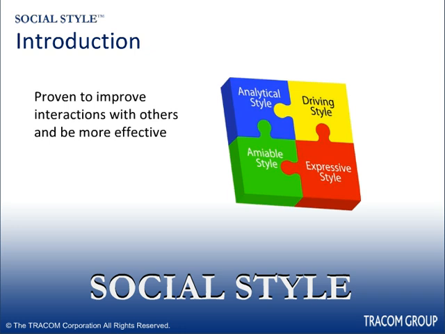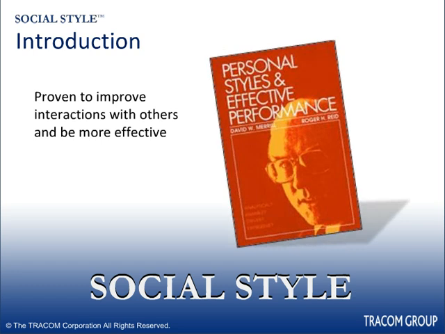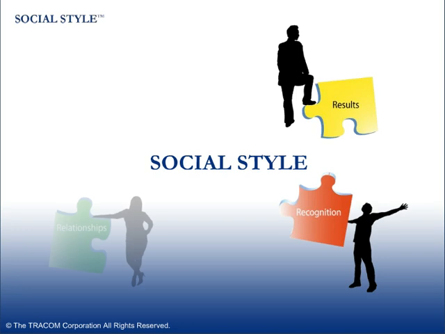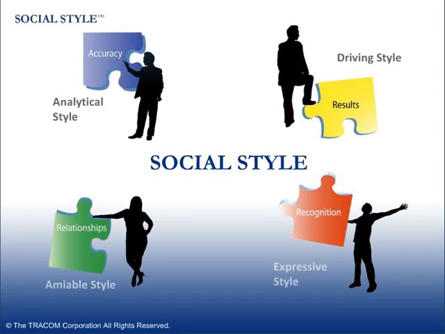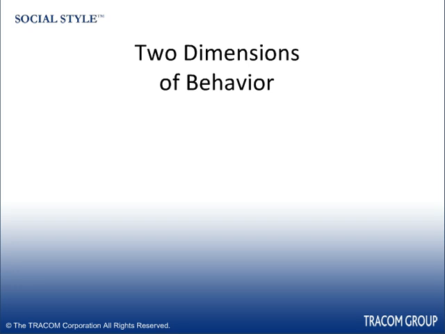Social style was developed by 2 industrial psychologists who initially conducted research in the 1960s to determine what behaviors helped some people be more successful than others. Social style research has shown there are 4 styles of behavior, and each of us can be identified as having one of these 4 social styles. 2 dimensions of behavior determine a person's social style.